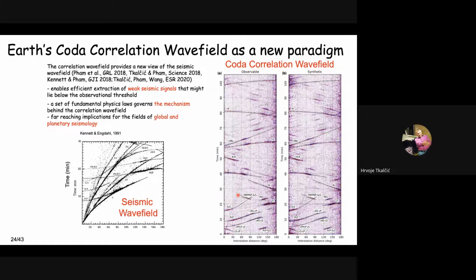Okay, so this is the point where we realized that the coda-correlation wavefield, if we can explain every single one of these features, could be used as a new paradigm in global seismology. Because these reverberating phases, many hours after the origin time of large earthquakes, have very different propagation through the Earth. So their sensitivity kernels, if you want, are going to be very different from the direct seismic wavefield.